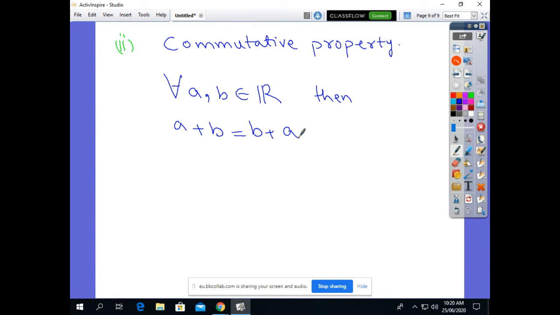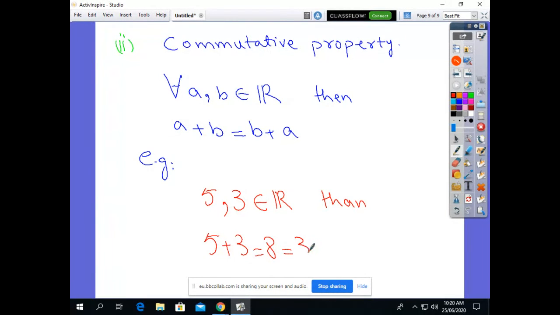Obviously, if we add A with B or B with A, the answer is the same. For example, we take any two real numbers. The first real number we take is 5, the second is 3. Both 5 and 3 belong to the real numbers. If we add 5 with 3, it becomes 8, or if we add 3 with 5, it becomes 8. After replacing the place of the numbers, we have the same answer.